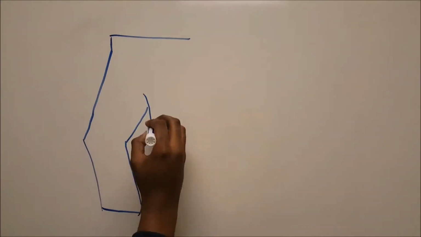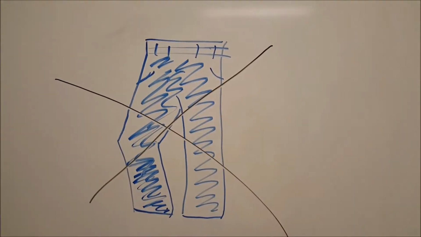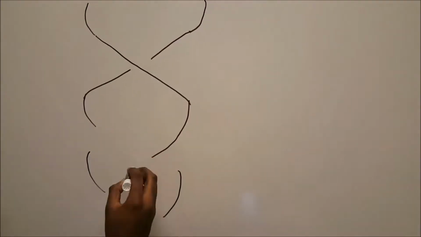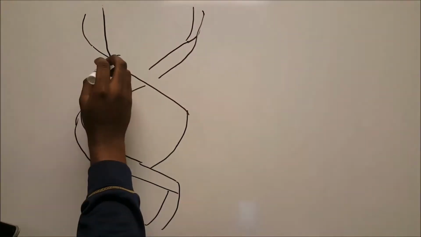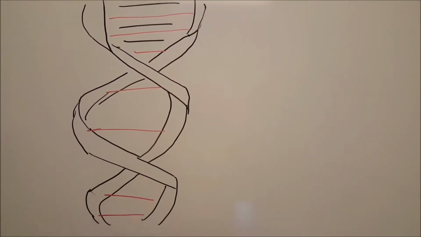Alright, now let's talk about genes. Genes are a type of blue pants. Wait, not those type of genes. We meant to say genes, as in a unit of heredity that is passed from parent to offspring that determines some characteristic of the offspring.